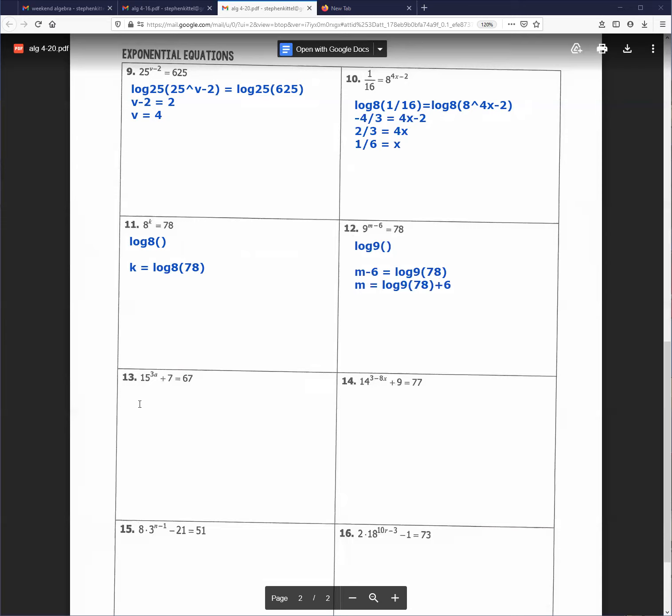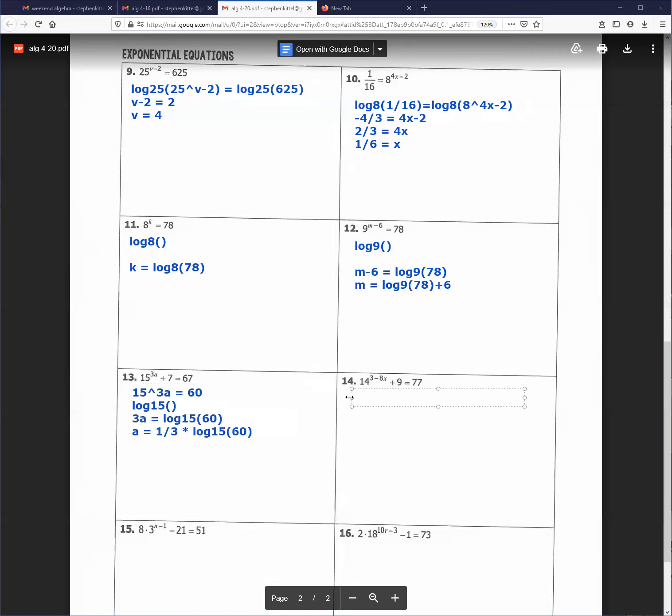But now we get down to slightly more complicated ones where we've got extra steps. All right, so 15 to the 3a is equal to 60 because we're going to subtract the 7 first. Then we'll do log base 15 on both sides. We'll get 3a is equal to log base 15 of 60. And then a is equal to 1/3 of that, or that divided by 3, or however you want to think of it.